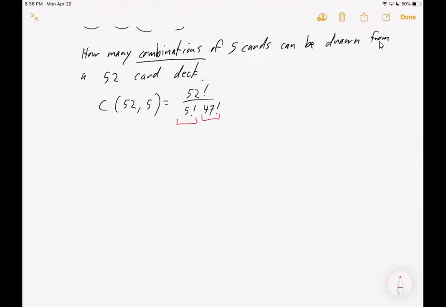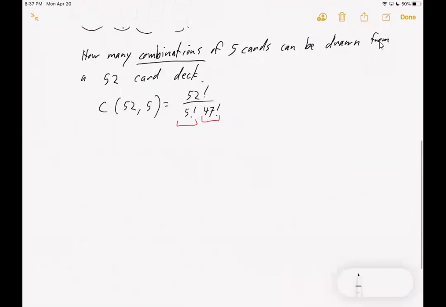Well, let's first figure out how we could compute this by hand, and then we'll give the general formula. If I wanted to compute this by hand, I could start writing out 52 factorial, but I don't want to write 52 all the way down to 1. I can write 52 times 51 times 50 times 49 times 48 times 47. I can stop there and put a factorial after the 47 because you'll note the denominator has a 47 factorial.